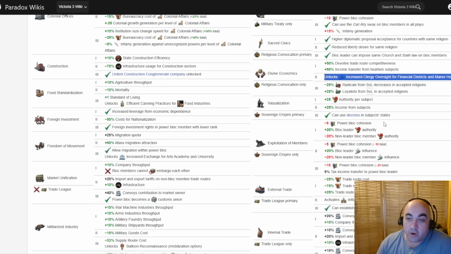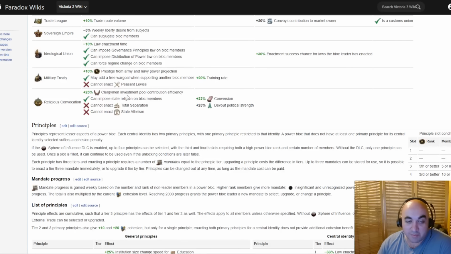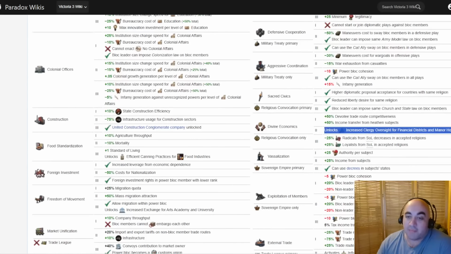Unlocks the increased clergy oversight for financial districts and manor houses. This increases ownership of the clergy, which in a hyper late game scenario is maybe something that's good. It certainly would allow you to make the clergy a lot more powerful for helping maintain cohesion, and so if you are going to be playing one of these blocks, it is going to be an interesting one, and I think Divine Economics might be worth playing if you are leaning into the religion and you are having the devout really strong and you are trying to play to that.